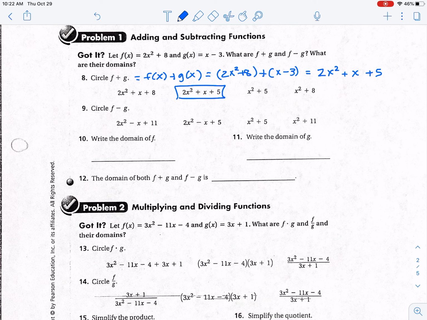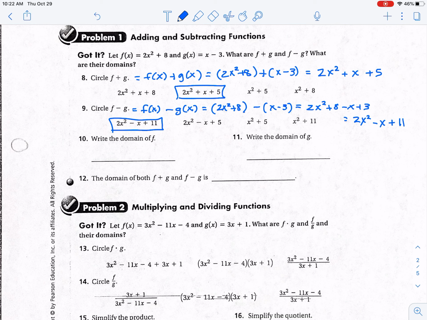And for f minus g, well, that's the same as taking f of x minus g of x. So I'm taking 2x squared plus 8, and I am subtracting this x minus 3. So notice you have to distribute that negative, minus x plus 3, and that's going to give you 2x squared minus x plus 11. Now let's talk about the domains.